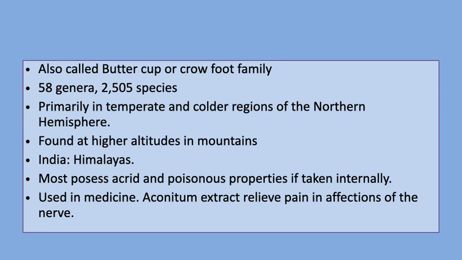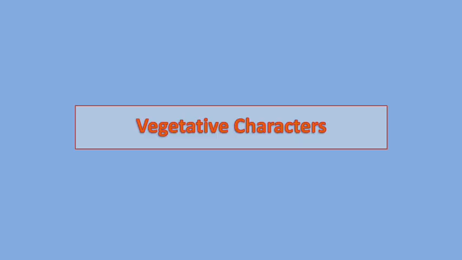Primarily, it is seen in temperate and colder regions of the northern hemisphere. It is found at higher altitudes in mountains. In India, it is frequently seen in the Himalayas. Most possess acrid and poisonous properties if taken internally. It is used in medicine. Aconitum extract relieves pain in affections of the nerve. Now we will study the vegetative characters.